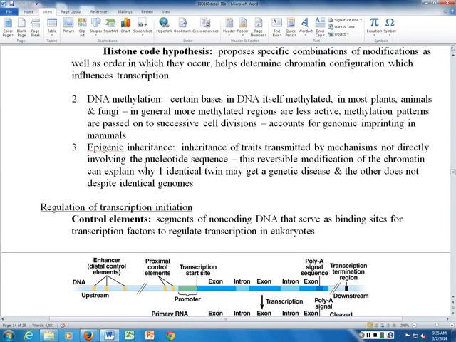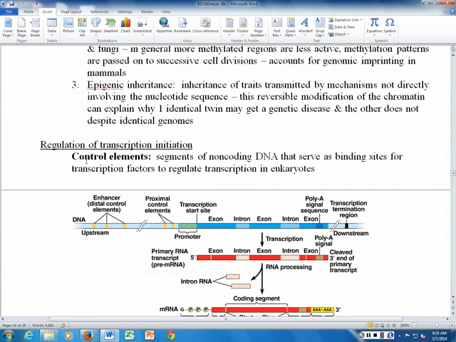And some of these things, like epigenetic inheritance, can actually explain why you can have two identical twins and only one of them gets a certain genetic disease: it's how the gene gets turned on and off.